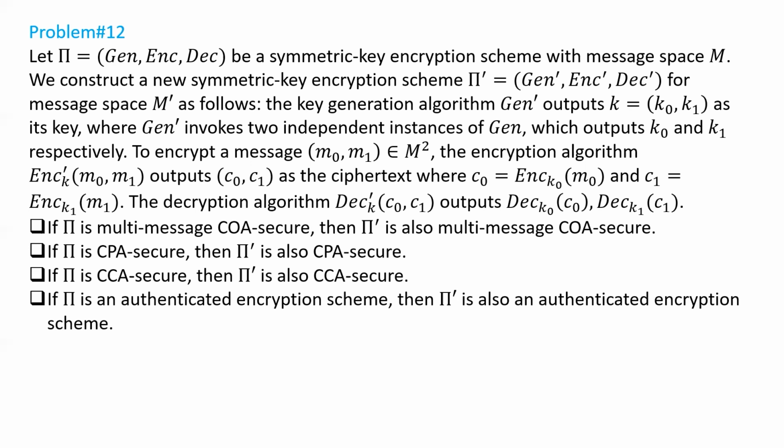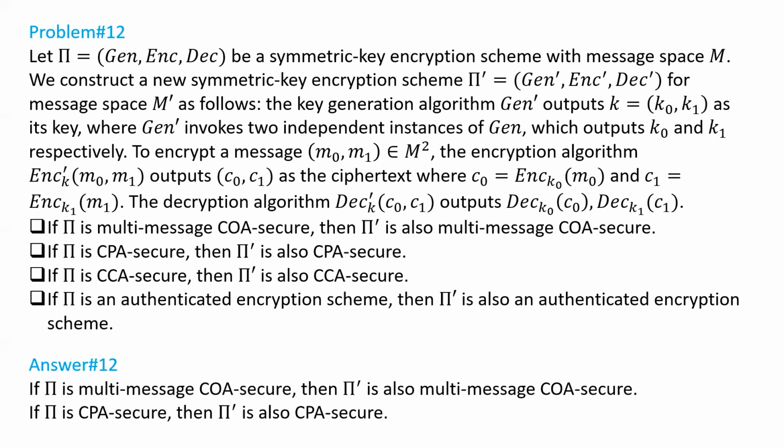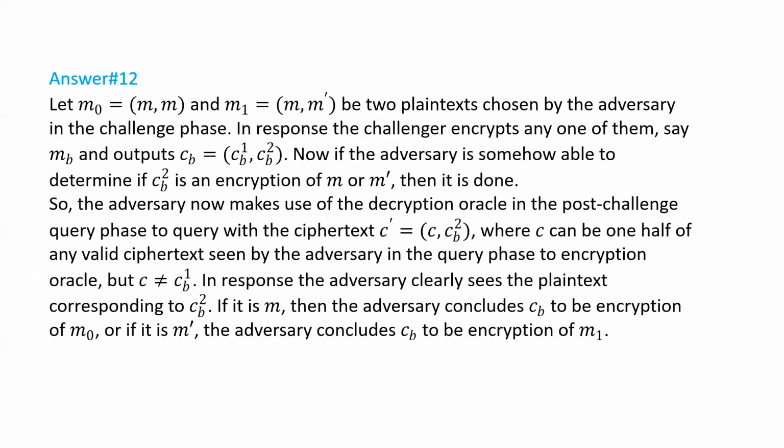Now coming to CCA security, we will prove that even if pi is CCA secure, pi dash is not CCA secure. How? That I will show in the next slide. So here you can assume the scenario where the adversary chooses plaintexts M0, M1 such that M0 is (M, M), where M belongs to capital M, the message space. And M1 is of the form (M, M dash), where M is not equal to M dash. So these are two plaintexts chosen by the adversary in the challenge phase.